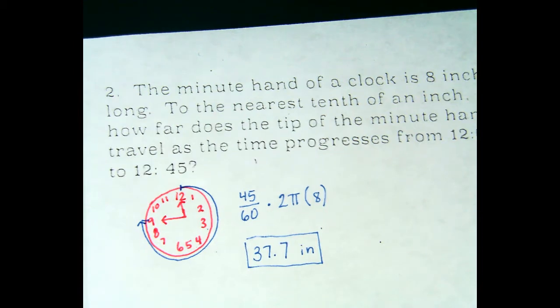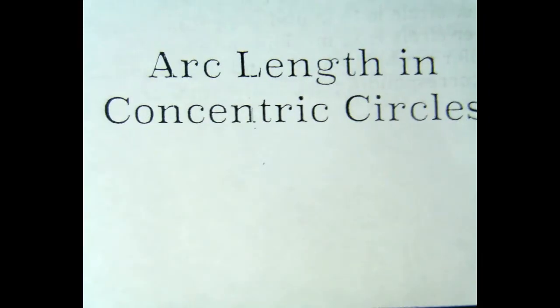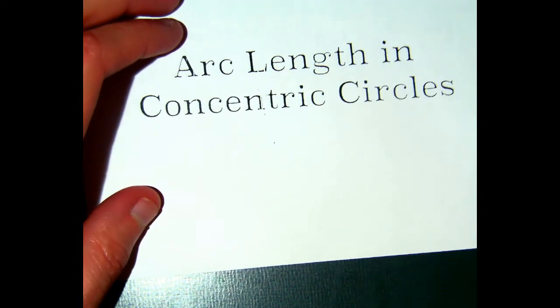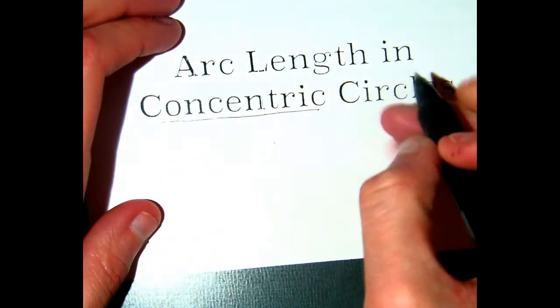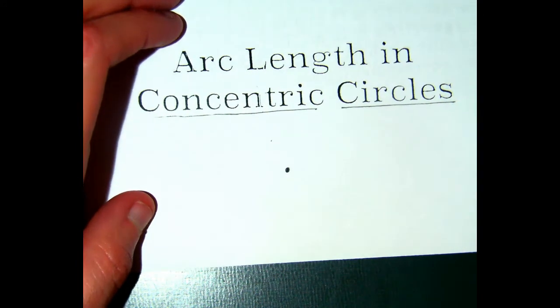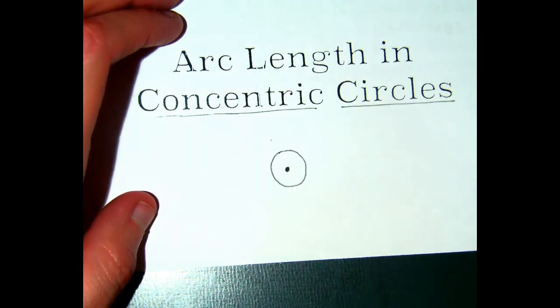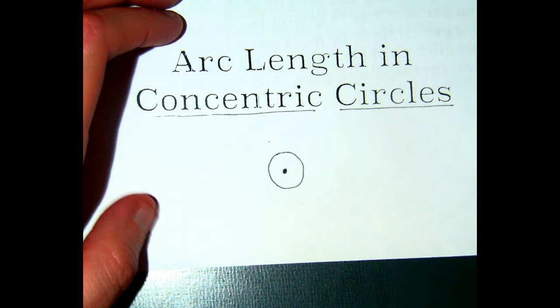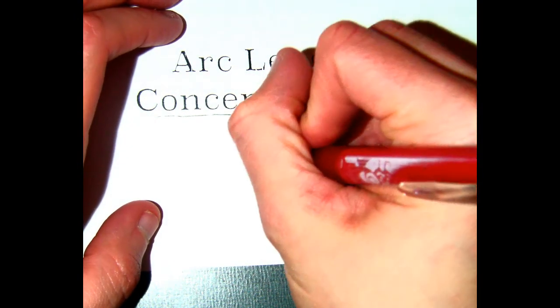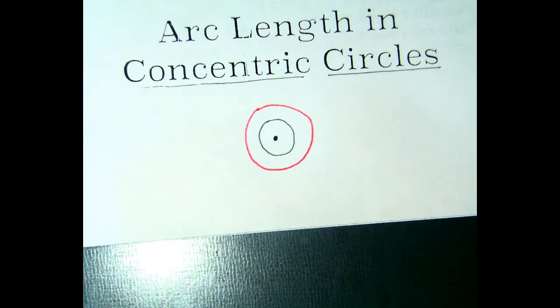Most of them are word problems. Now we need to talk about what a concentric circle is. So in the bottom down here, arc length in concentric circles. For a concentric circle, you need to put a point or a center. There's a circle. Concentric circles are just circles with the same center. Those two circles are concentric because they have the same center.